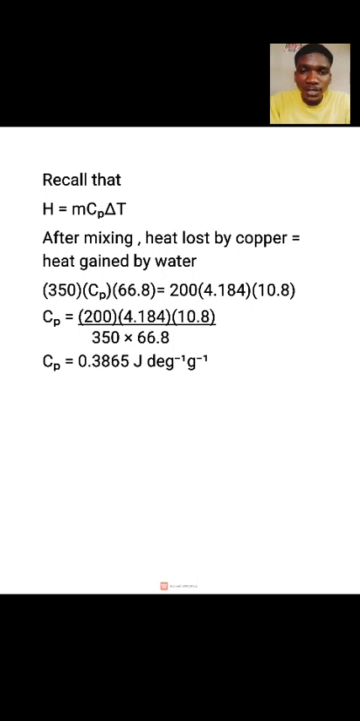So this is the specific heat capacity of copper, that is, the amount of energy required to increase the temperature of a unit mass of copper by 0.3865 units.